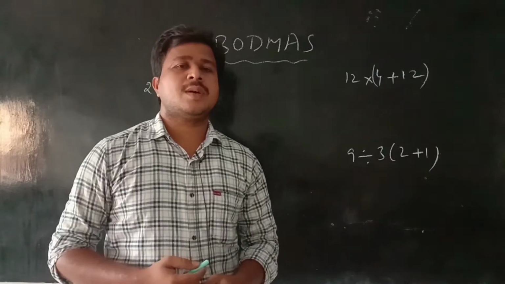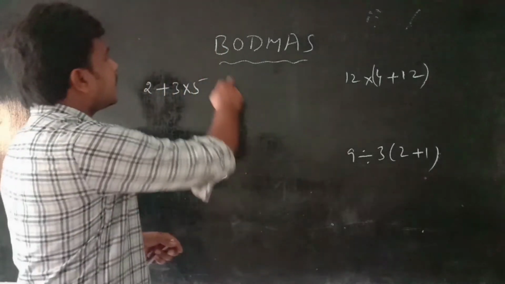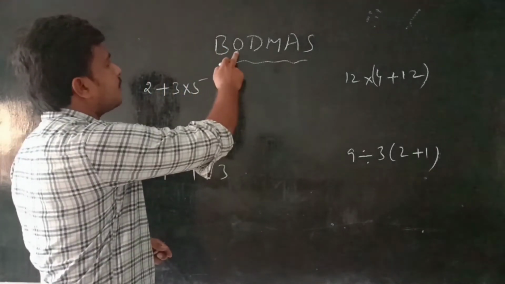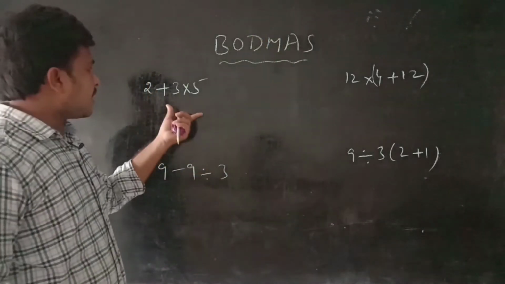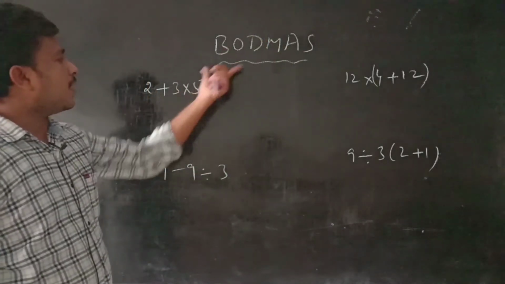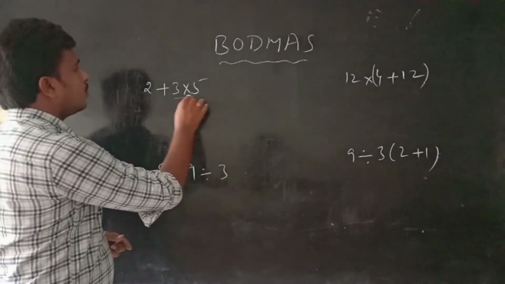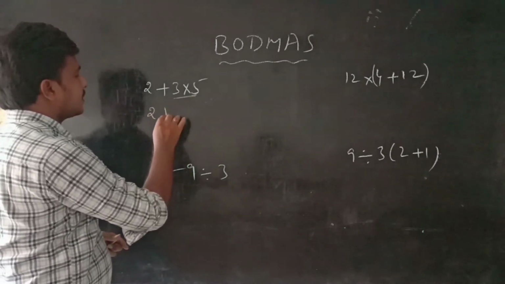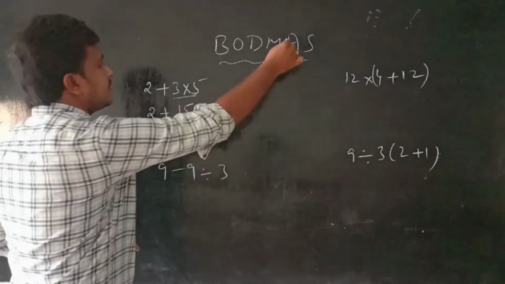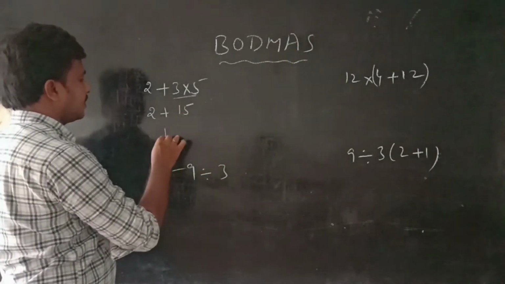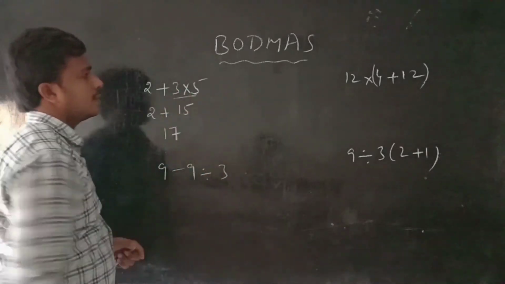Okay students, some examples. Recall that BODMAS is brackets, order, division, multiplication, addition and subtraction. In this example, in this order, first of all we do multiplication. So 3 5s are 15. After that addition, 2 plus 15, 17.